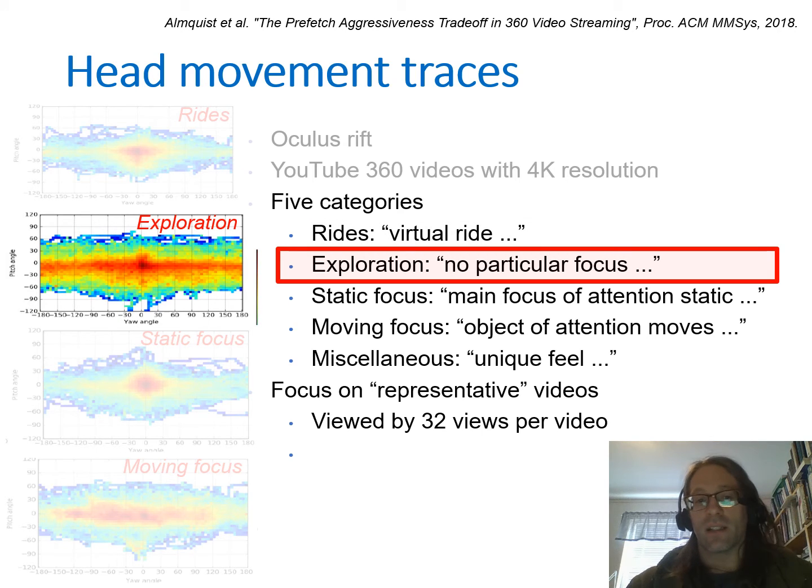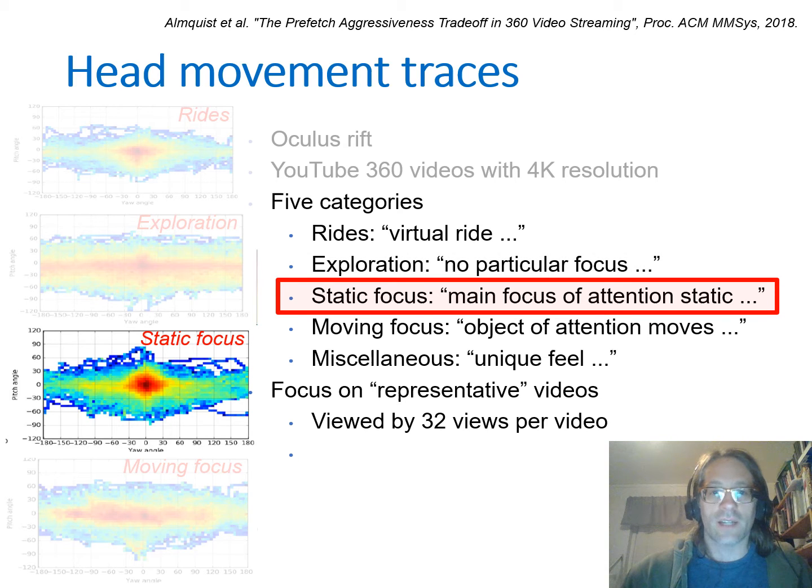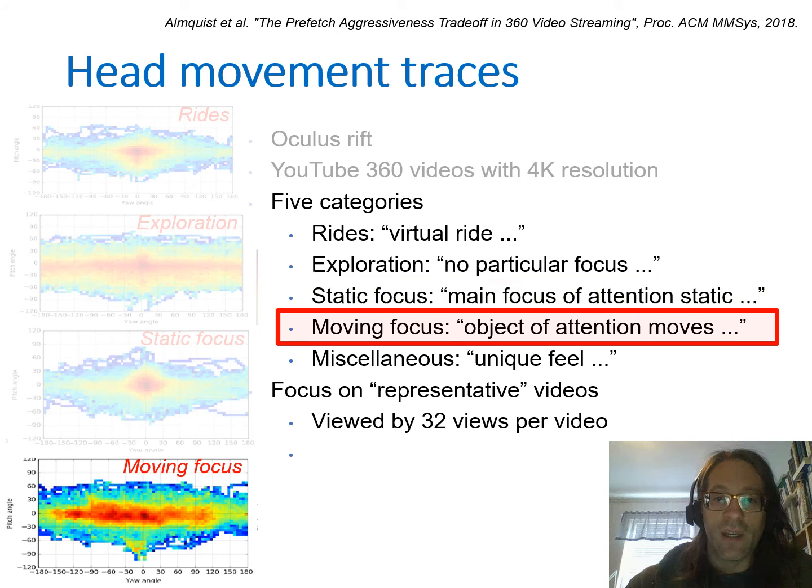With exploration, here you might be on top of a skyscraper or something. You look in all directions. We see there's no particular focus. With static focus, it's typically a stage or something similar that's the main focus of the users. And then we have a fourth category where it's a moving focus. It's often objects moving around and we try to follow those objects.